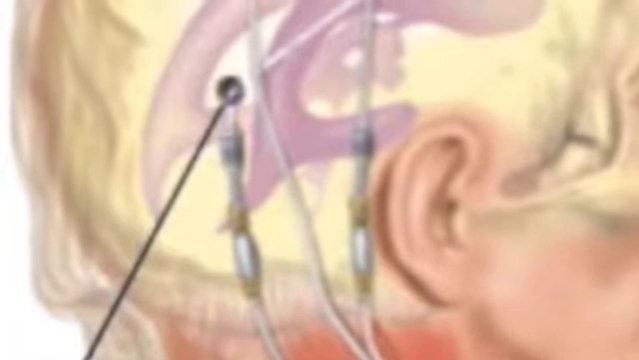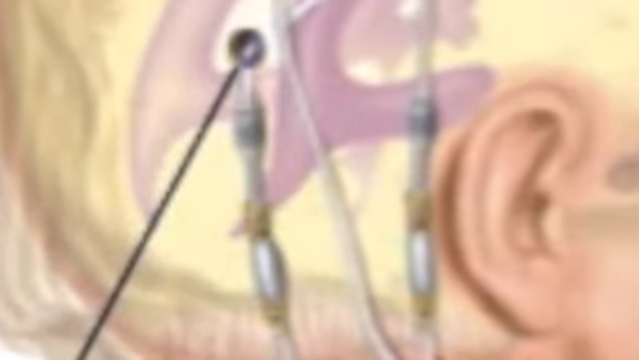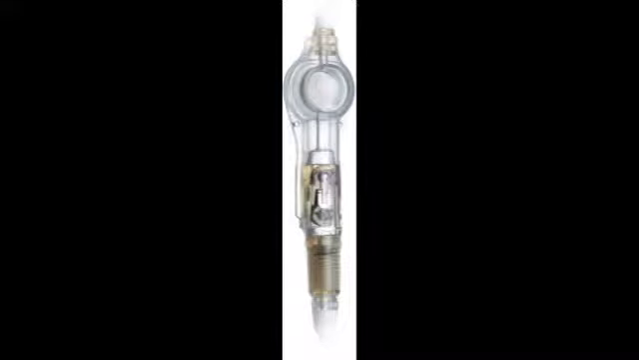The most important component of the shunt is the valve itself. This regulates the amount of fluid that gets drained and has a reservoir for physicians to drain fluid more rapidly if needed and allows them to extract CSF for testing.